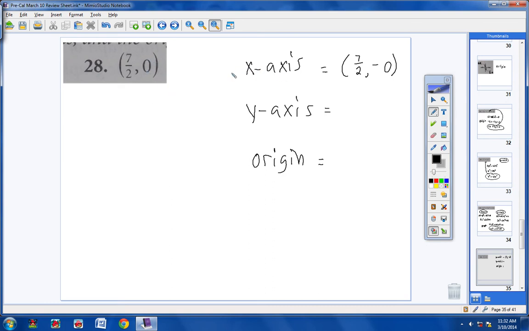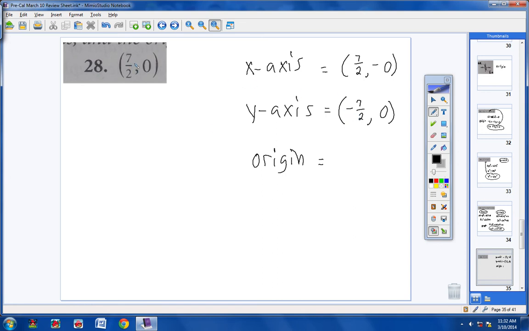Whenever you have x-axis symmetry, that means points exist all over the graph in which the x's stay the same and the y's are opposite. Now for y-axis symmetry, it's just the opposite. If this point existed on a y-axis symmetry graph, then this point here would also exist. You have to change the sign of the x value. So for y-axis symmetry, the x values change on the graph.